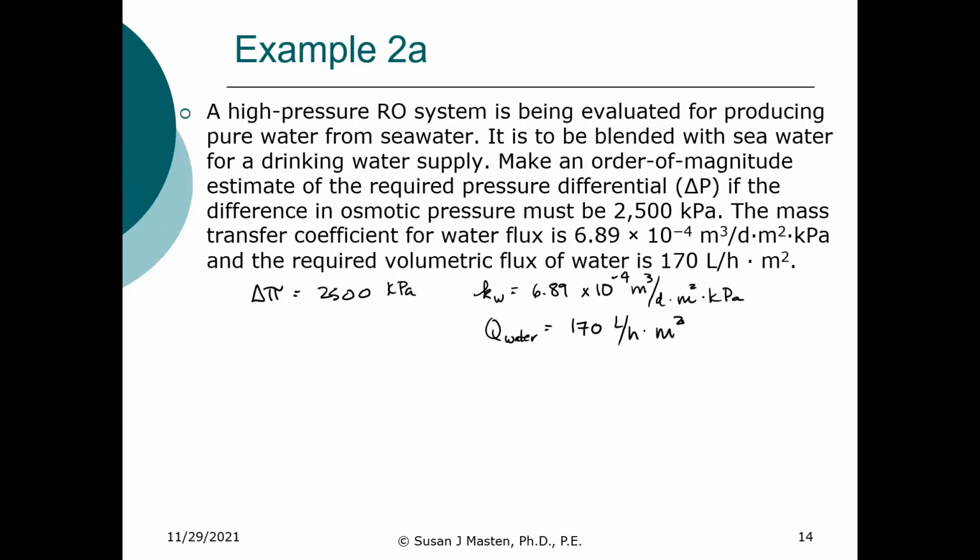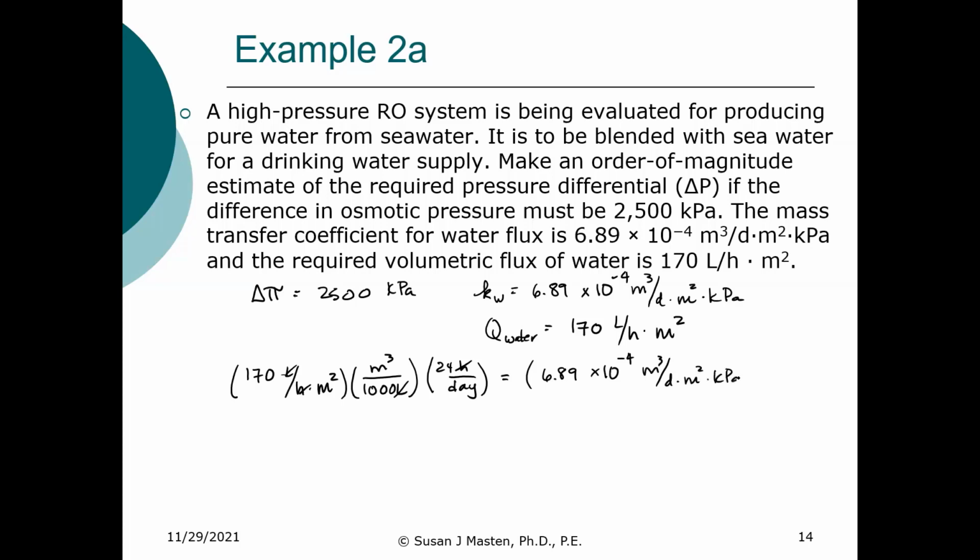So that's our flux of water. It's on a volumetric basis. So we have 170 liters per hour per meter squared. Flux is in cubic meters, so we need to convert with 1,000 liters per meter cubed. And we have 24 hours per day. Hours cancel, liters cancel. We've got meters cubed per meter squared per day, and that is equal to 6.89 times 10 to the minus 4 meters cubed per day per meter squared per kilopascal.